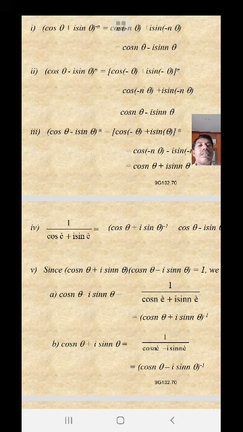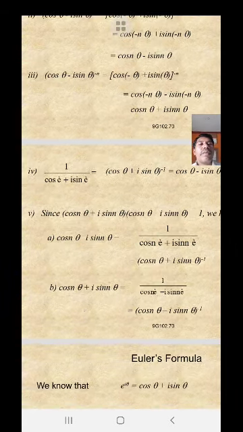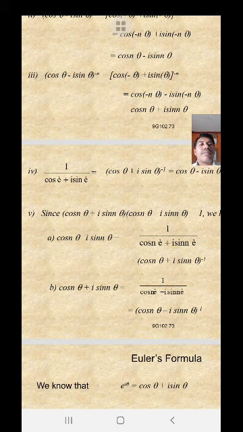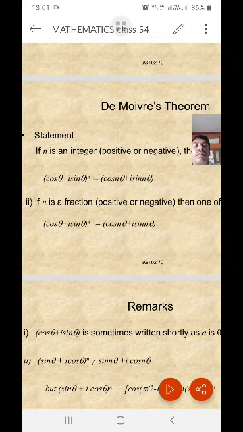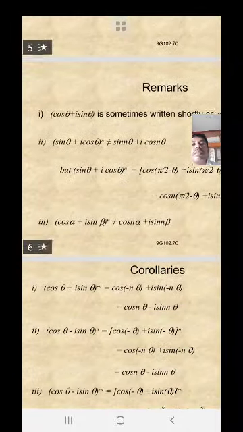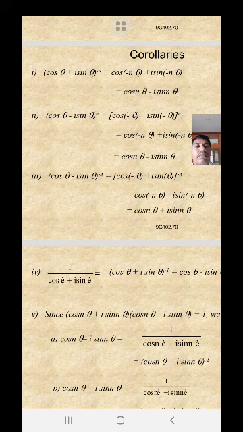Third point, cos theta minus i sin theta whole power minus n equals cos of minus theta plus i sin of minus theta, see here, minus is not printed, so we have to put whole power minus n, then cos of minus n theta minus of i sin of minus n theta, then cos n theta plus i sin n theta. See here, in the statement, based on first theorem, these came.